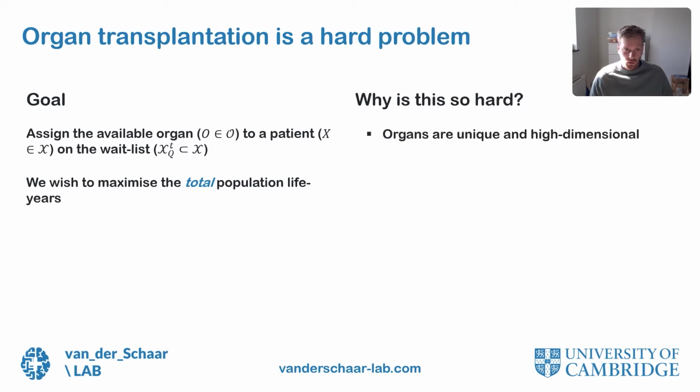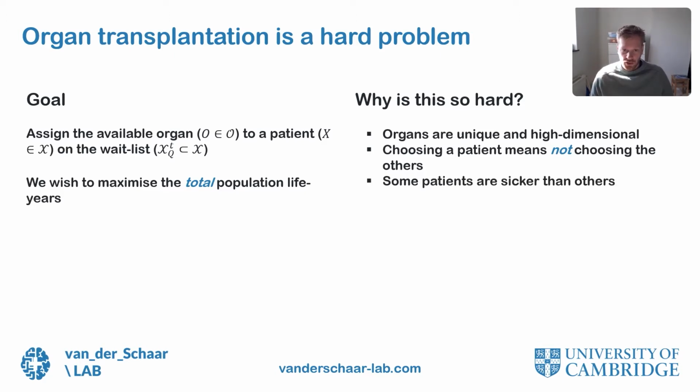First of all, organs are unique and high dimensional. We only see the same organ once, in contrast to other ITE settings where we, for instance, want to assign chemotherapy or radiotherapy to a cancer patient. There is plenty of chemotherapy, but this is not the case for organs. Choosing a patient on the waitlist also means not choosing other patients on the waitlist. Some patients are sicker than other patients, so we have to define a good way of prioritizing patients on the waitlist. And there's a long-term effect for every patient involved, not only those that receive the organ, but the patients that remain on the waitlist.